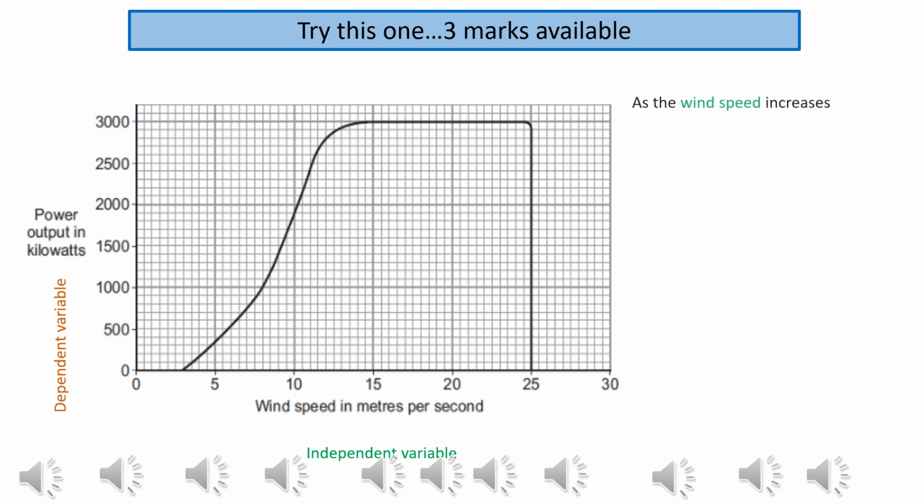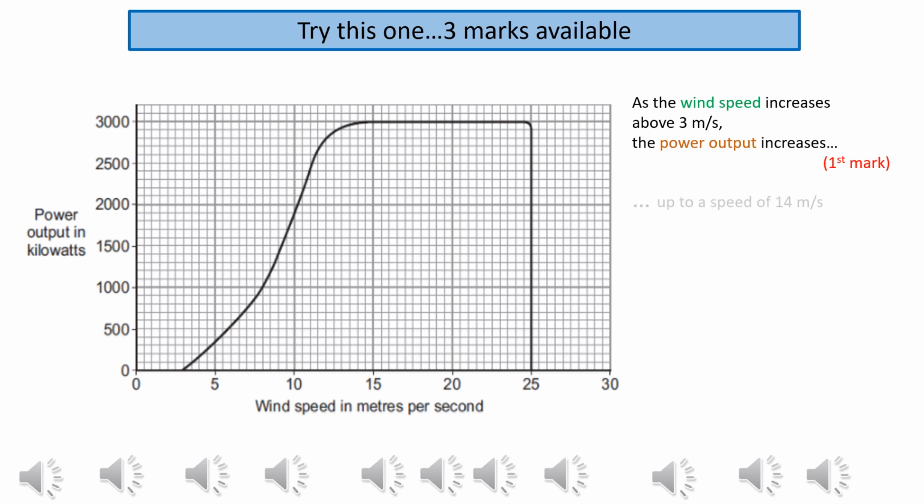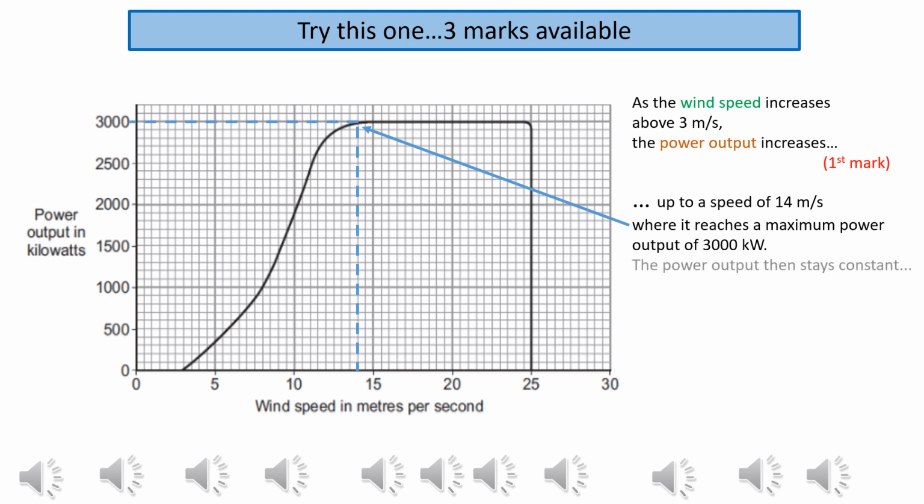As the wind speed increases above 3 meters per second, the power output increases up to a wind speed of 14 meters per second, where it reaches a maximum power output of 3000 kilowatts. The power output then stays the same until the wind speed reaches 25 meters per second, where it drops to zero and stays at zero for higher wind speeds.